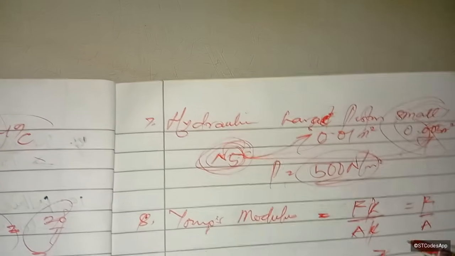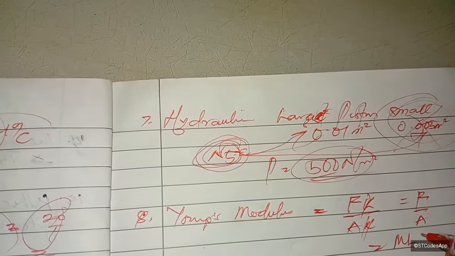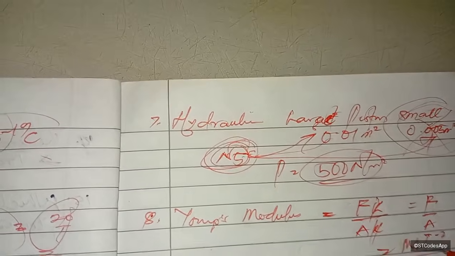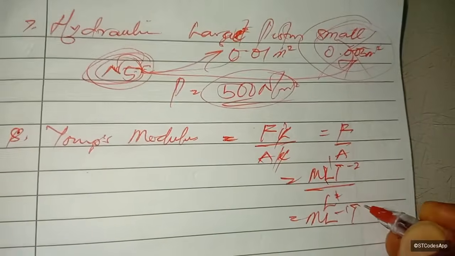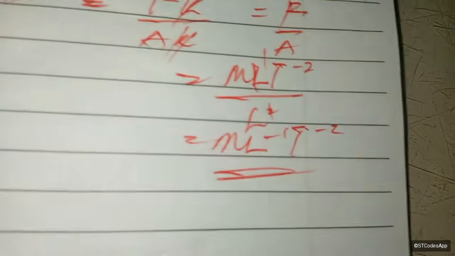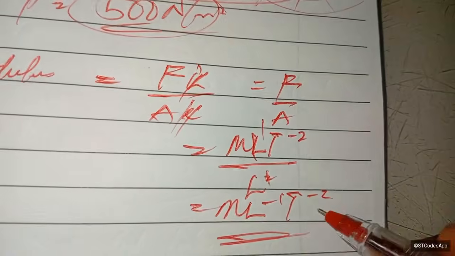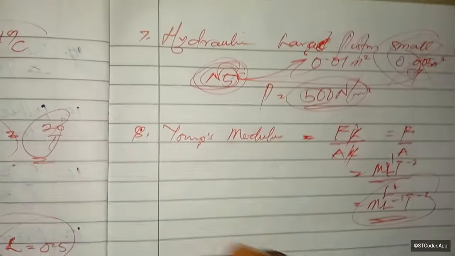Just do the unit of pressure. That'll be M L T raised power minus 2 over L squared. This takes care of this. It becomes M L raised power minus 1 T raised power minus 2. Don't forget this. It should be the same unit as the unit of pressure: M L raised power minus 1 T raised power minus 2.